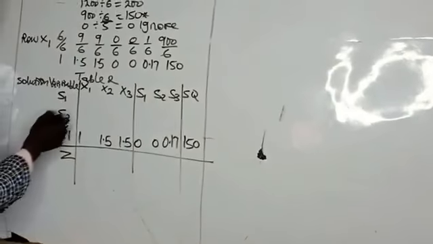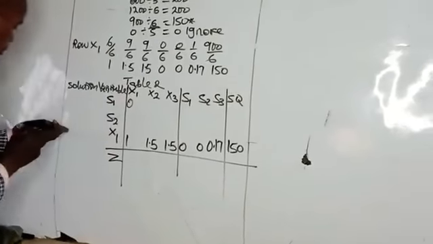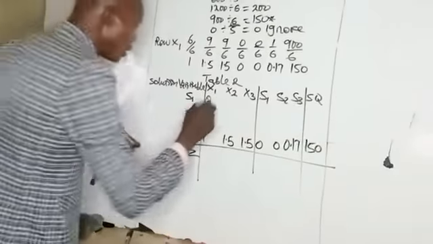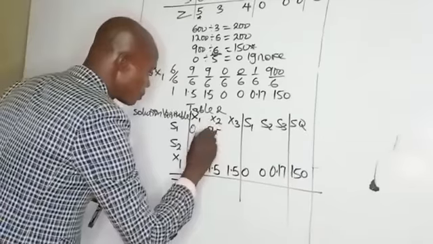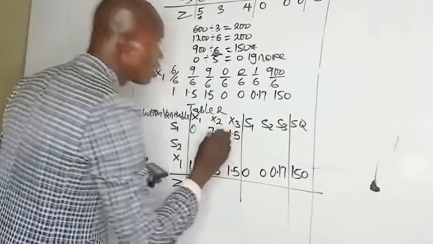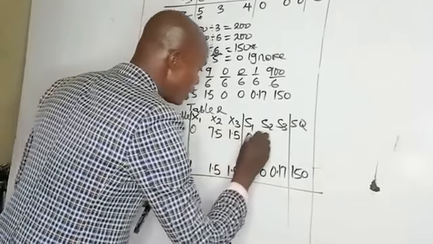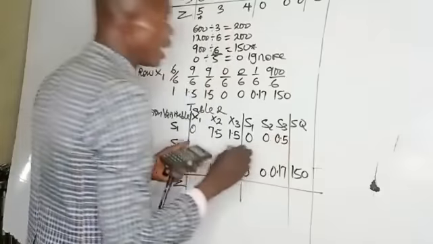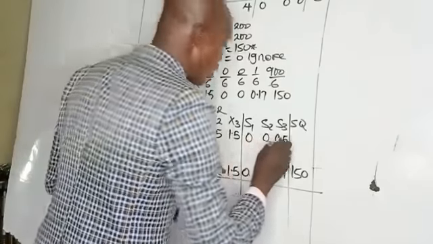So this is our new row S1: we have 0, then 7.5, then 1.5, 0, 0, then 0.5, and then you also have 150.